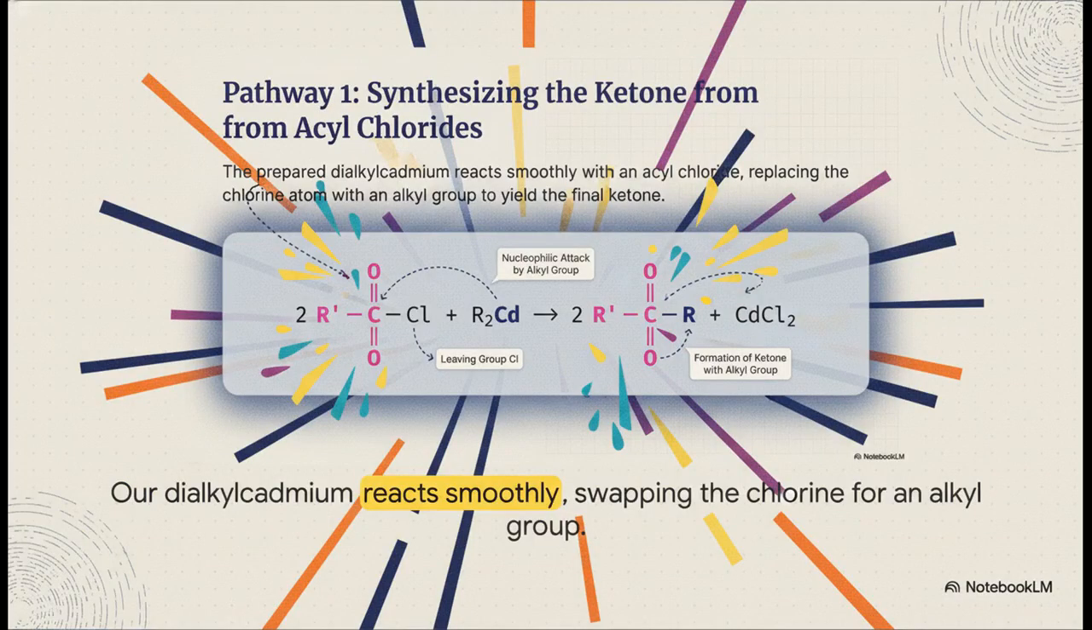And here's the magic moment. The alkyl group from our dialkyl cadmium comes in and performs what we call a nucleophilic attack. Basically, it's really attracted to the carbon in the carbonyl group. And as it attaches, it gives that chlorine atom a little nudge, and the chlorine is more than happy to leave. We call it a leaving group. The result? A perfect swap. And boom, there's our ketone. It's just a really elegant and controlled way to get the job done.